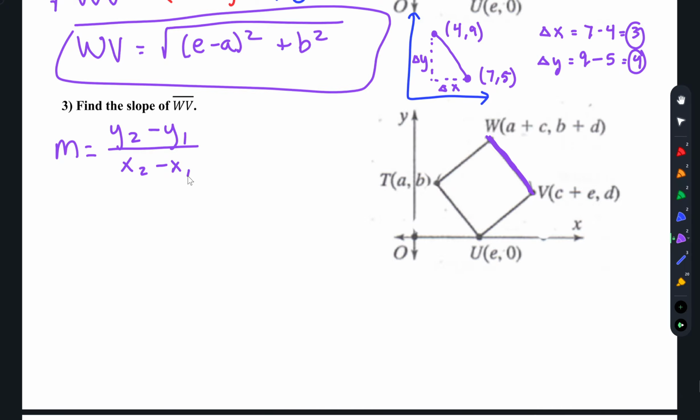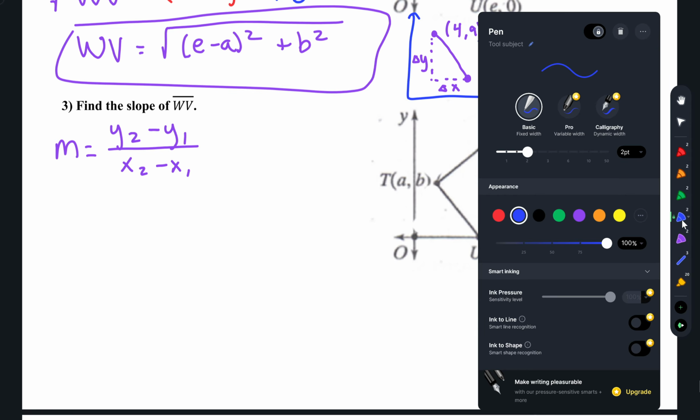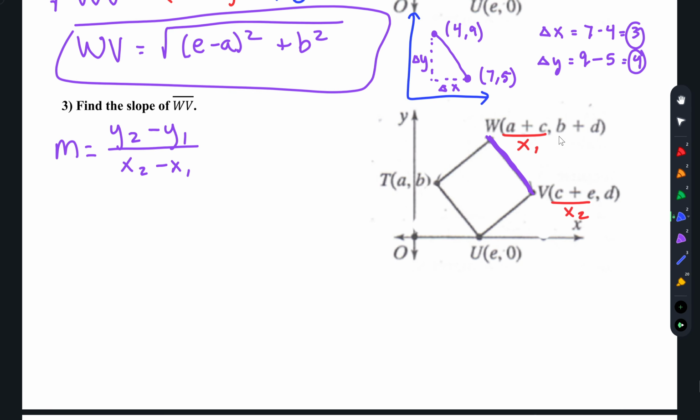Guess what? I have X and Y: X1, Y1, X2, Y2. It does not matter which one we pick to be X1, Y1, as long as we pick the same one. So X1 goes with Y1. And it's just plugging into this formula.